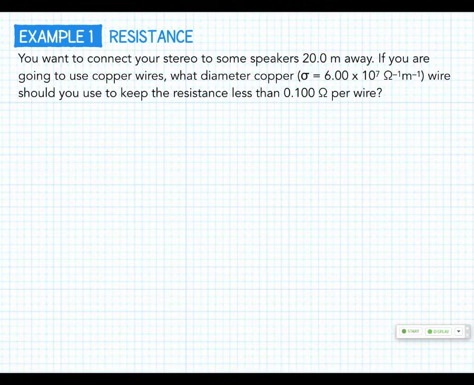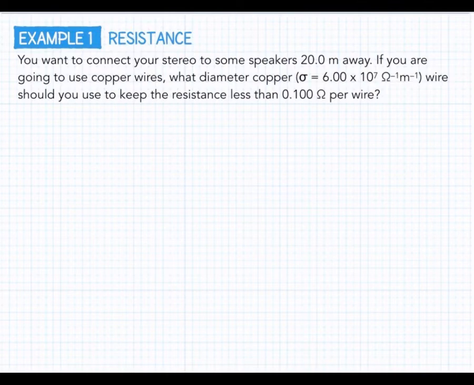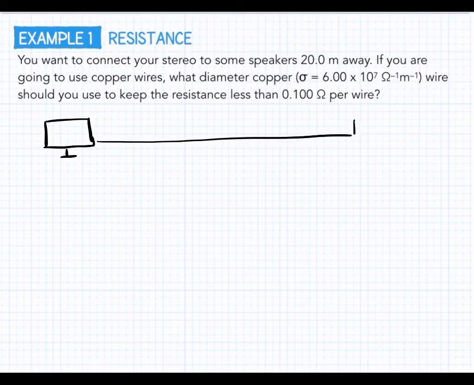20 meters, that's a long wire. Mostly in the lab, we have wires that are about this long. 20 meters is a lot longer than that. So we want to connect our stereo to some speakers 20 meters away. We're going to use copper wires because we can't afford silver or gold. And we want to know what diameter of copper we should use to keep the resistance to less than... So let's say you want to connect your stereo, or probably now a TV or a computer, to some speakers that are about 20 meters away.